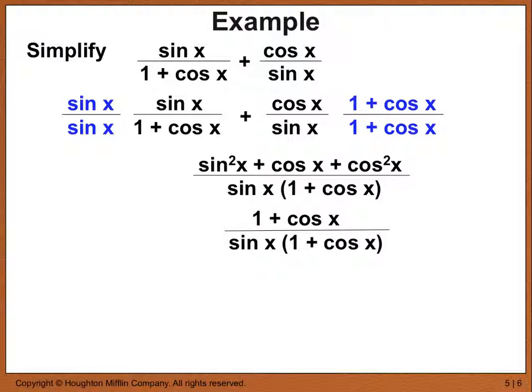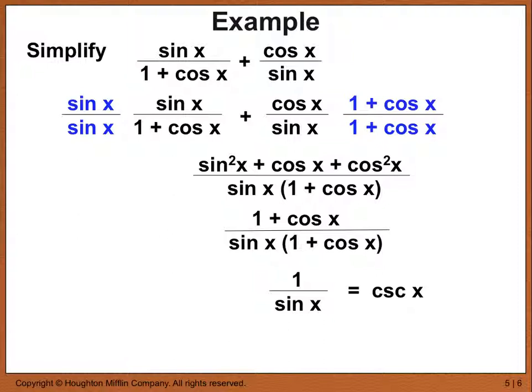So we are making some progress. Now the next step you can see is to cancel. We can cancel that 1 plus cosine x in the numerator with the 1 plus cosine x in the denominator, and we end up with 1 over sine x. And that, of course, is the same as cosecant x.